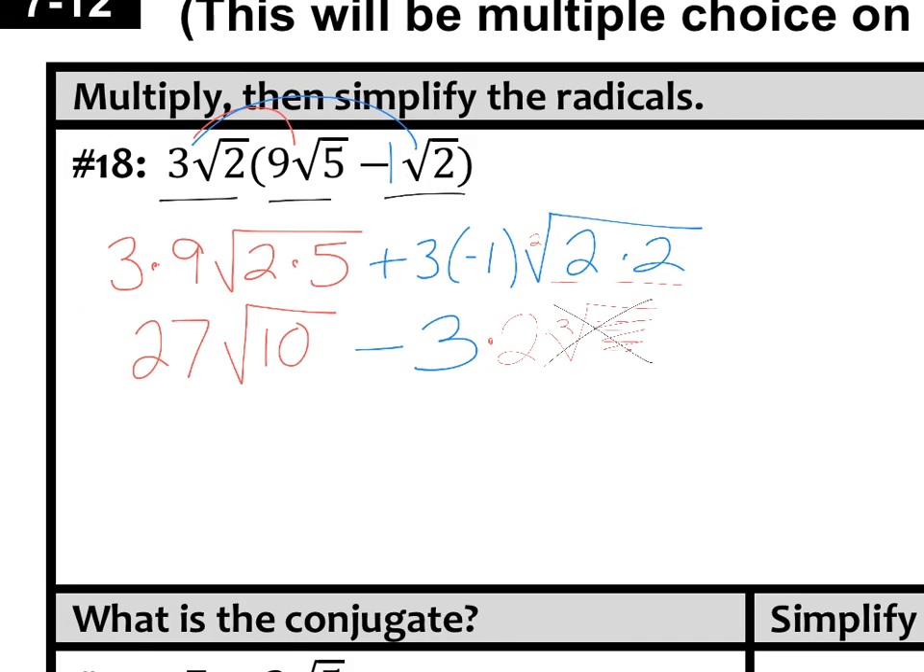So we've got negative 3 times 2 over there on the right, which is negative 6. And we still have the 27 root 10. Okay. On number 16 on the previous page, we combined like radicals together. The radicals have to be the same. Our first term has a square root of 10. The second term does not even have a square root at all, so we are done.